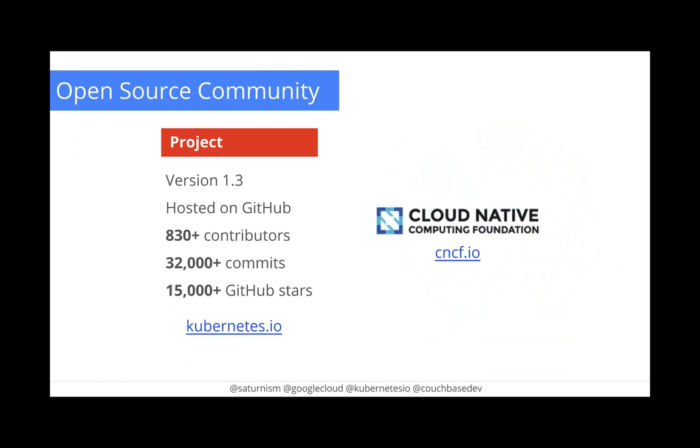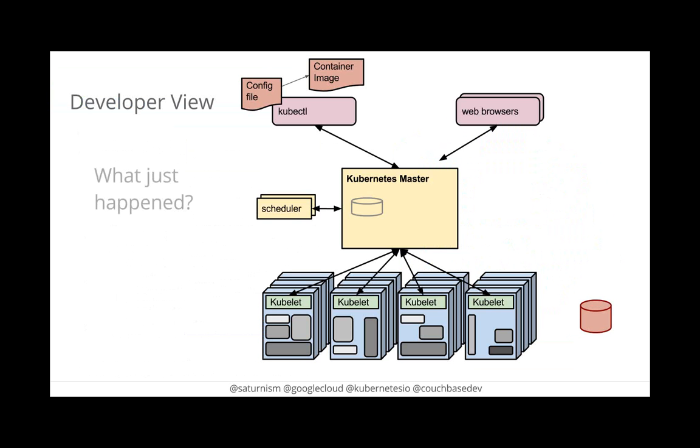And this slide, I always have to update it. The numbers are probably already outdated, but basically what this is showing is that the project is on version 1.3 right now, and it's got a very, very active community in terms of open source contributions and interaction with the community. So please check it out. The source code is also on GitHub. You can find it on kubernetes.io.